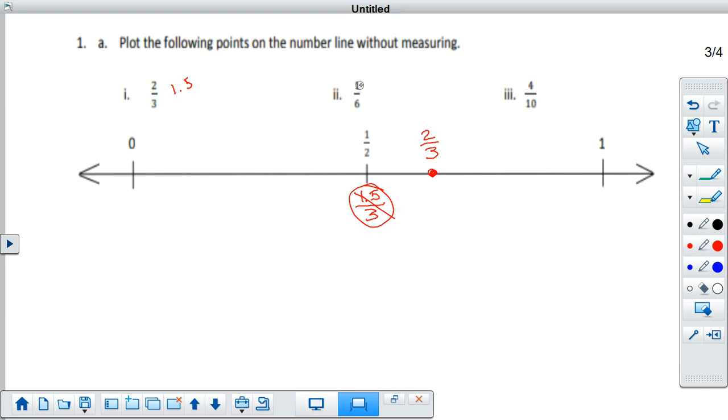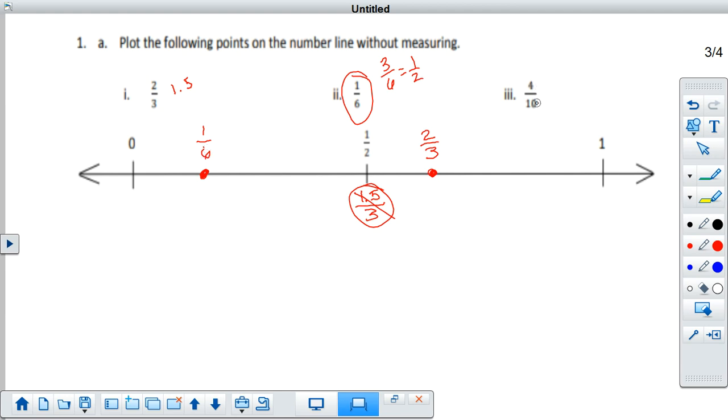Now with a number like 1/6, that's going to be really close to my 0. So I know 3/6 is the halfway point. 3/6 is 1/2, and that has the same denominator. So 3/6 would line up here. That means 2/6 would be around this spot. 1/6 would be somewhere in here. So I would label this 1/6.